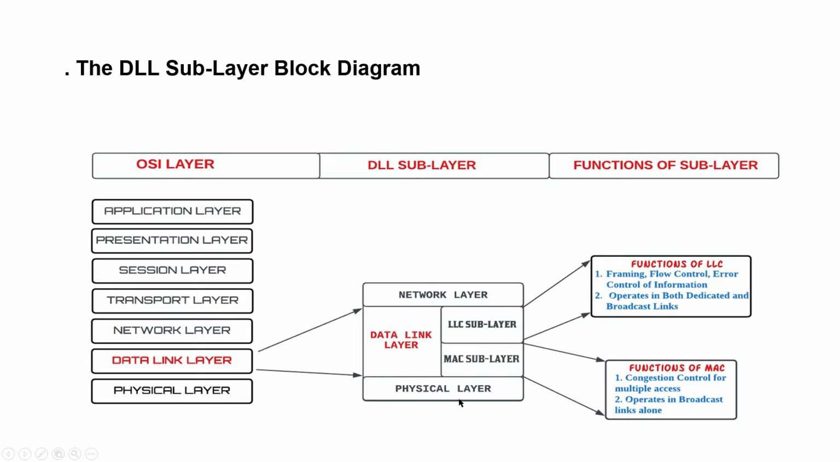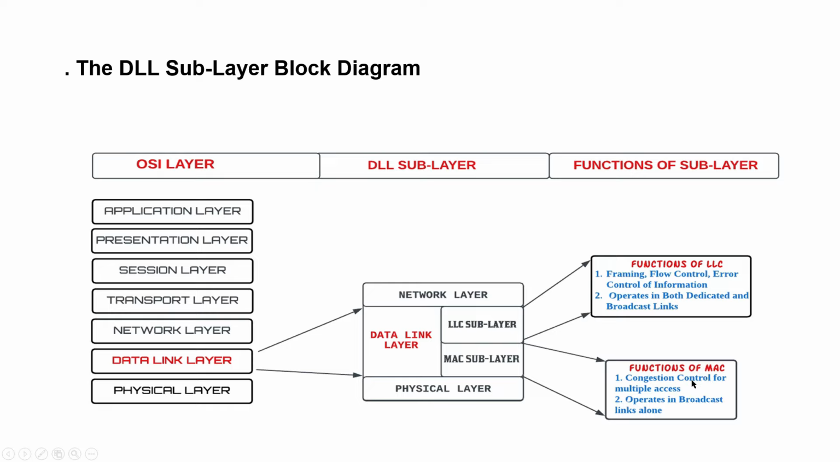The LLC sublayer serves the network layer. Its functions are framing, flow control, error control, and operation over both dedicated and broadcasting links. After that, the LLC sublayer connects with the function of the MAC.